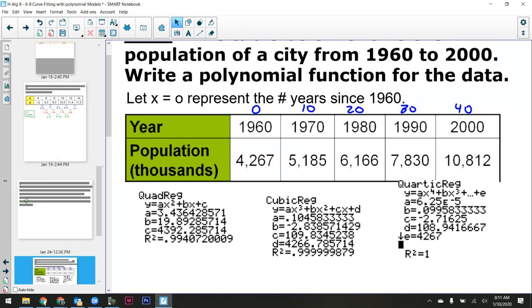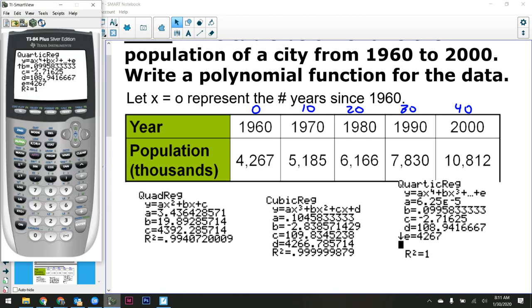All right. Now, if you don't have your r squared values, because you need them for this, and I'm glad I'm recording this, let me show you what you do. You go second and then catalog. You have to turn on your diagnostics. So scroll down to the D's, or hit the D button, and then scroll down to diagnostic on. You hit enter on it, it brings it to the home screen, you hit enter again, and it says done. And now when you run your regressions, you should see your r squared values.